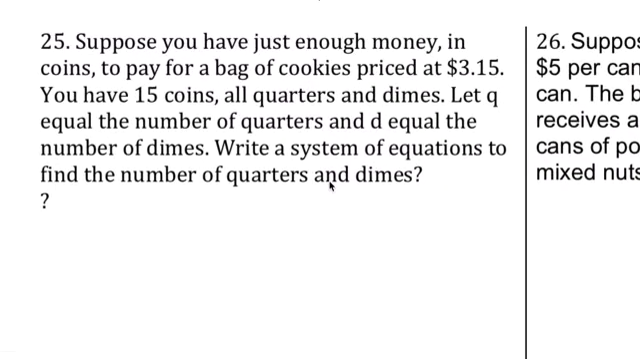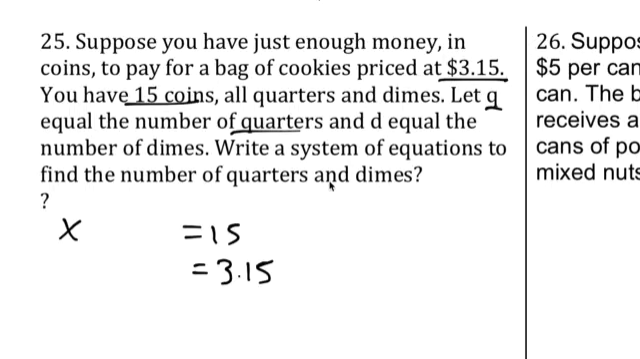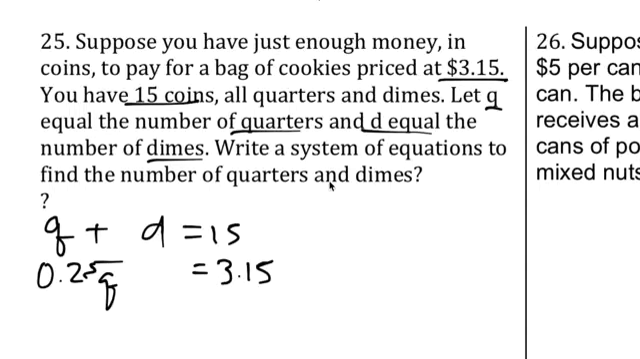Okay, suppose you have just enough money in coins to pay for a bag of cookies priced at $3.25. You have 15 coins total. Ooh, so you got 15 total coins, and they all add up to $3.25. All quarters and dimes. Let Q be quarters, plus D for dimes, right? So quarters are 25 cents, plus dimes is 10 cents, or just 0.1D.